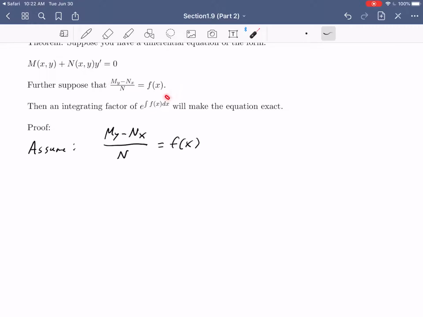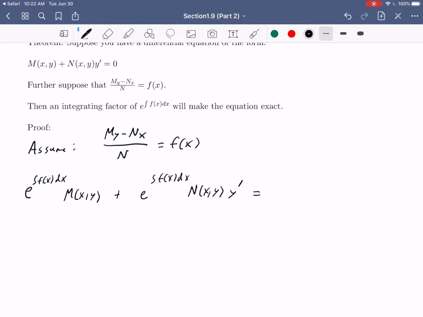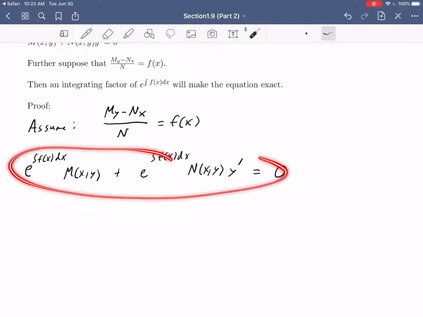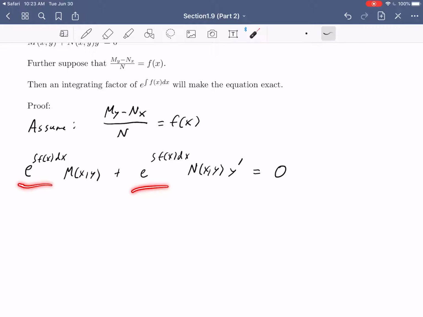Then what we're going to do is multiply this integrating factor onto this differential equation. So we have e to the integral f of x dx times M(x,y) plus e to the integral f of x dx times N(x,y) y' equals 0. Now what we need to do is show that this new differential equation with this extra factor in there is exact. So we need to show this is exact.